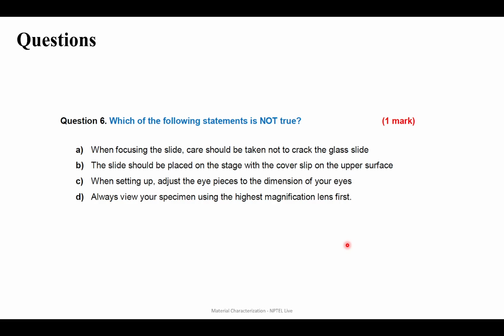Which of the following statements is not true? When focusing the slide, care should be taken not to crack the glass slide. The slide should be placed on the stage with the cover slip on the upper surface. When setting up, adjust the eyepieces to the dimensions of your eyes. Always view your specimen using the highest magnification lens first.